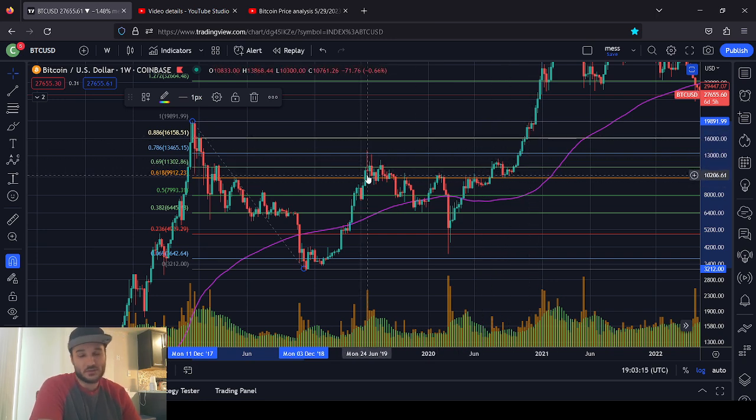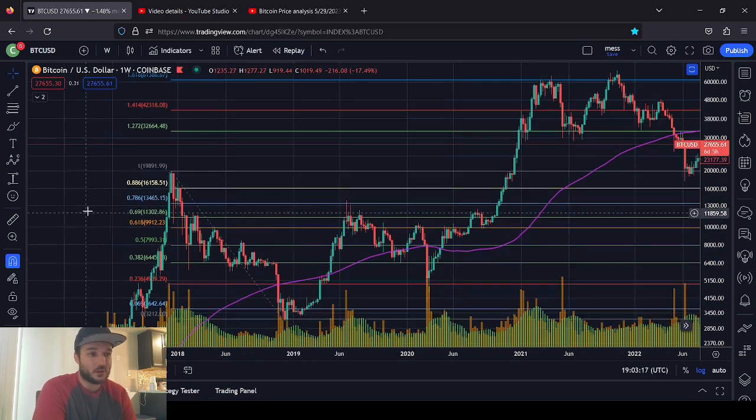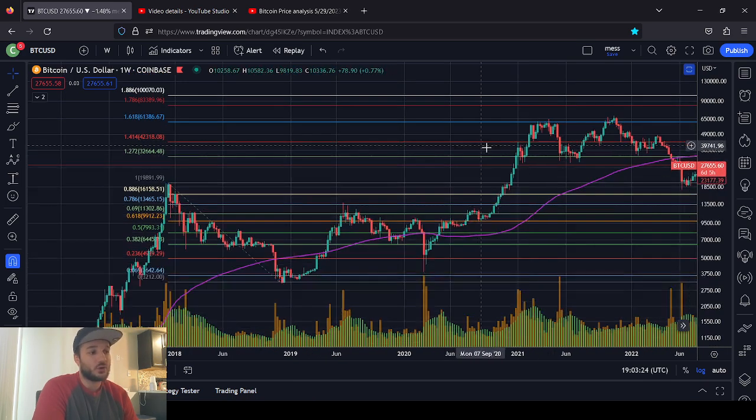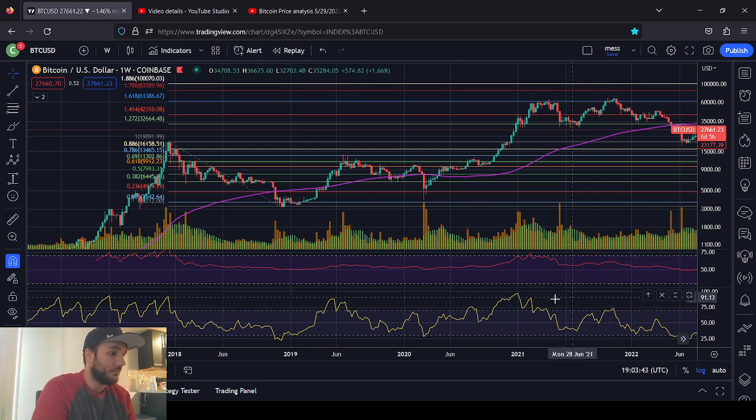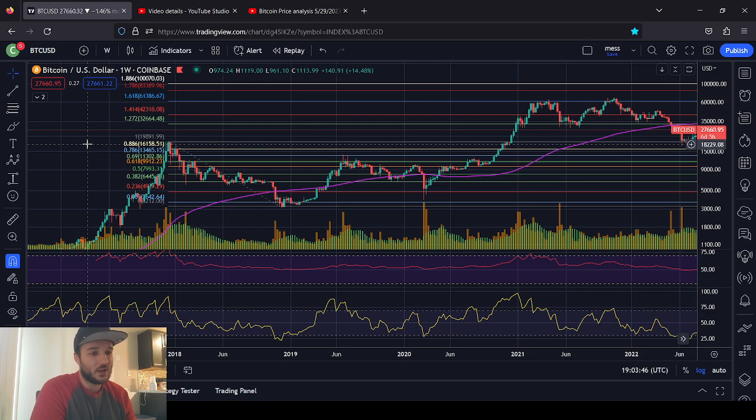The fact that we blasted through it the first time is enough to convince me that we're going to see extensions at some point. But whenever we came back, tested it as support, blasted through the 886 like this, of course we're going to get extensions. And it makes sense that it would turn around right around the 1618. Breaking through the 1618 is bullish, but there's no volume coming in. They're not big moves. And there was bearish divergence forming on the daily time frame, and on the 4-hour time frame too.